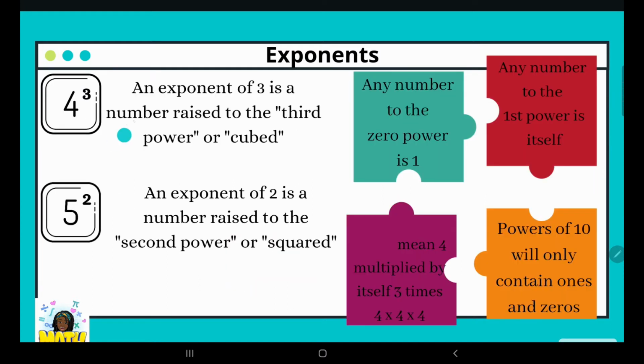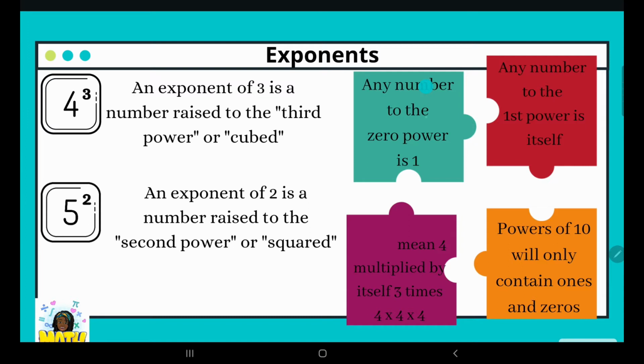So when we look at this here, we have this big 4 and this small 3 up top. This is what we call an exponent. So 4 would be our base and 3 is our exponent. We would refer to this as 4 to the third power or 4 cubed. Anytime you have an exponent of 3, we refer to that as cubed. Now, when we have an exponent of 2, we call that squared. So 5 squared or 5 to the second power.